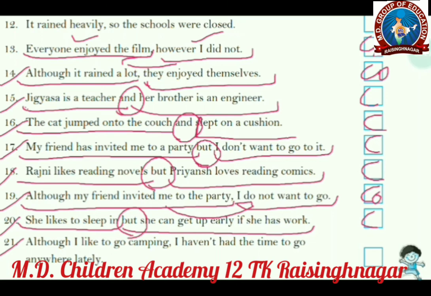21st and the last one is, although I like to go camping. This is a dependent clause as it can't stand alone. It needs another part to complete its sense. So it's dependent. Another is, I haven't had the time to go anywhere lately. This is independent as it can stand alone. It is making meaningful sense. So one independent and one dependent, they become a complex sentence.